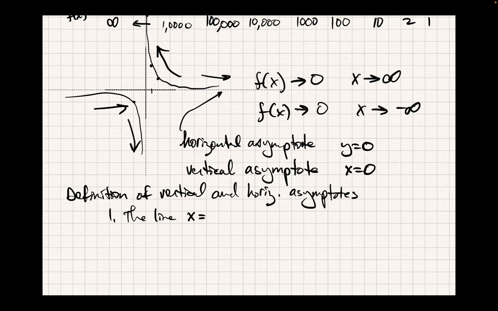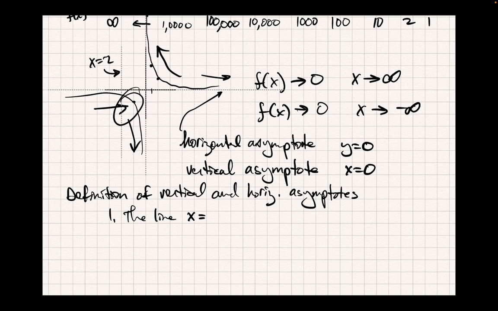Does my vertical asymptote have to run through the origin? No. Not in this graph, but let's pretend I have a vertical asymptote that is located here. What's the equation of that line? X equals -2. That line is x equals -2.